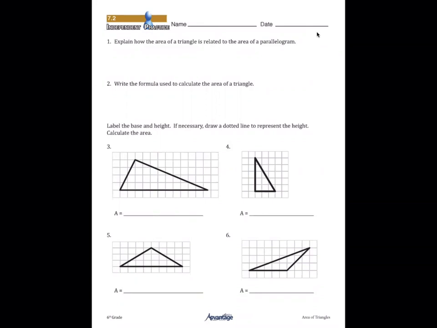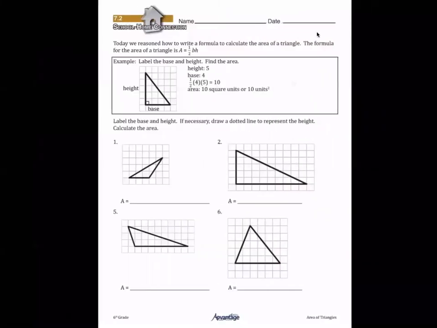And then on 3, 4, 5, and 6, it wants you to find the area of the triangles. If necessary, draw a dotted line to represent the height and calculate the area. If you don't need to draw the dotted line because the triangle is perpendicular somewhere, don't do it. Just do the base times height and divide it in half, okay? So that is the independent practice.